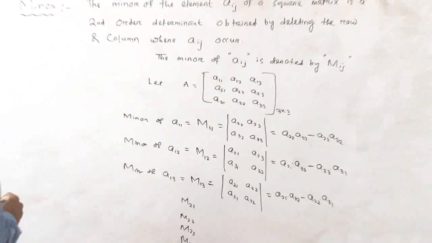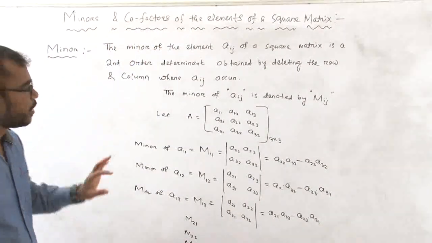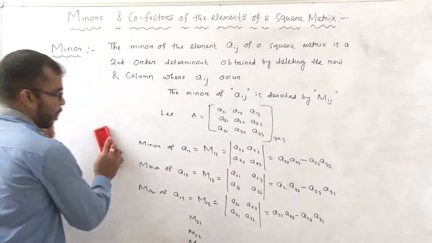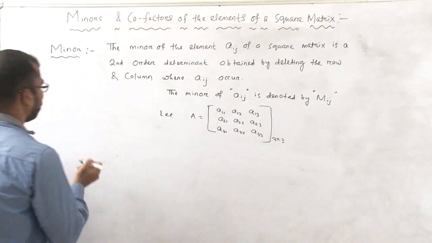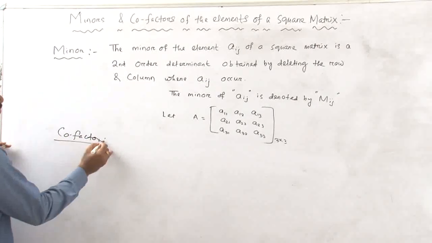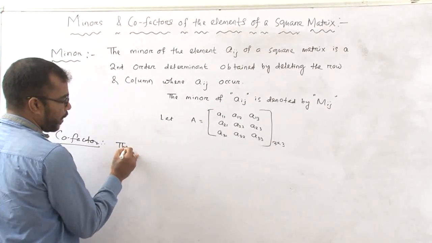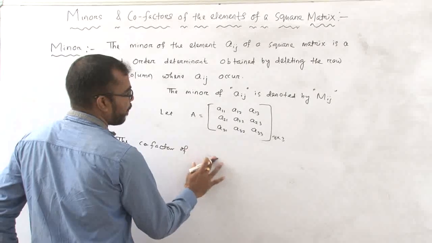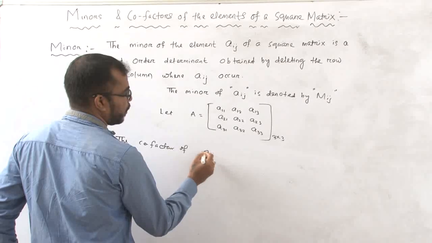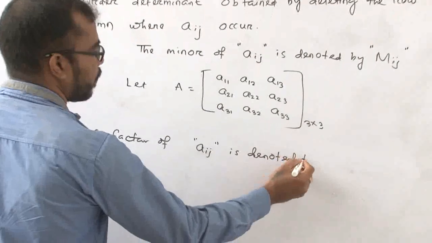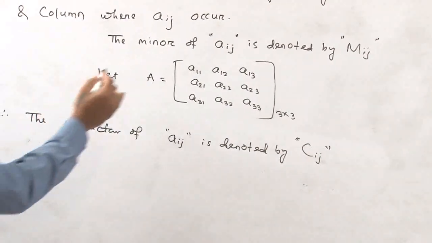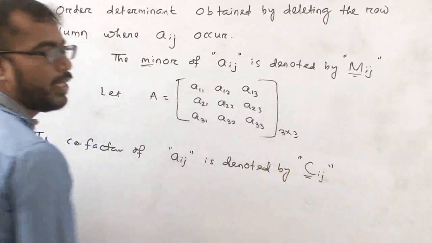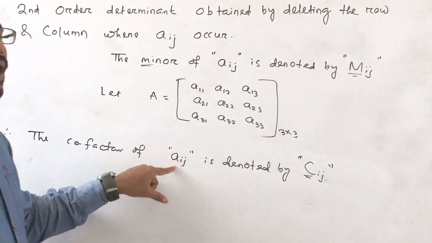Now, next one is the cofactor of the elements of the square matrix. So this is the procedure to find minor, but the next one is cofactor. The cofactor of Aij is denoted by Cij. In the case of minor, it is denoted by M. Similarly, in the case of cofactor, it is denoted by C. So cofactor of Aij is denoted by Cij.